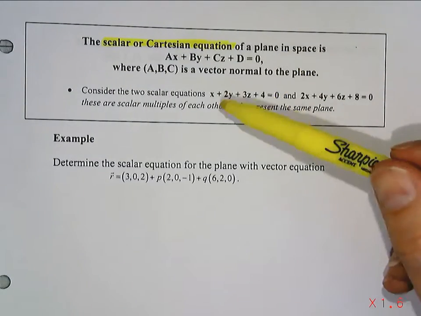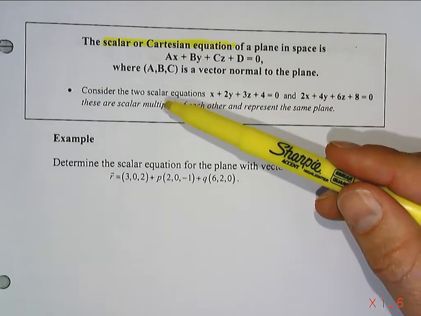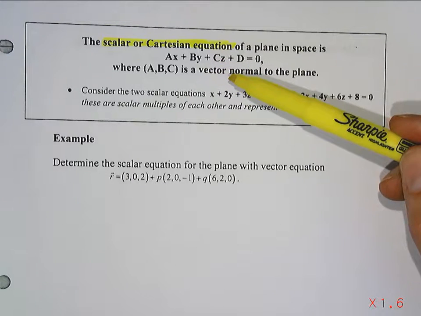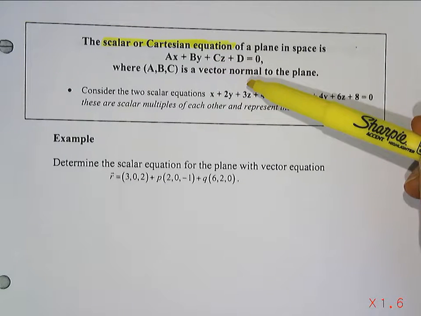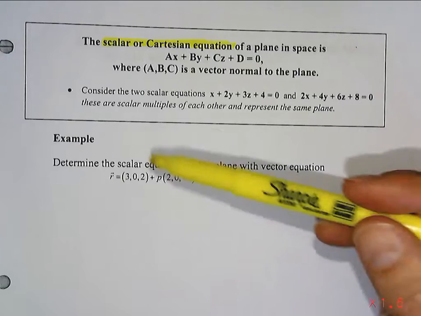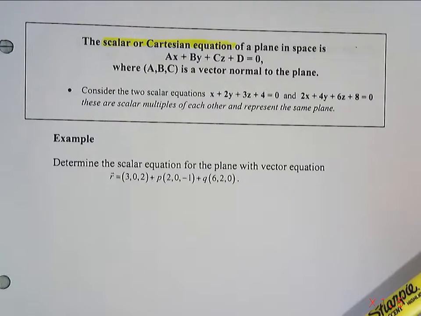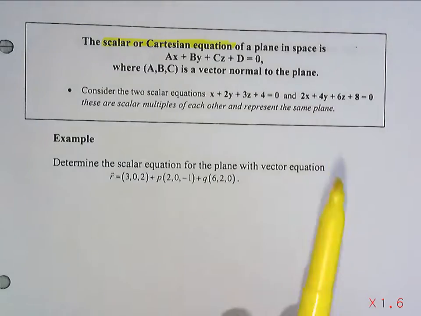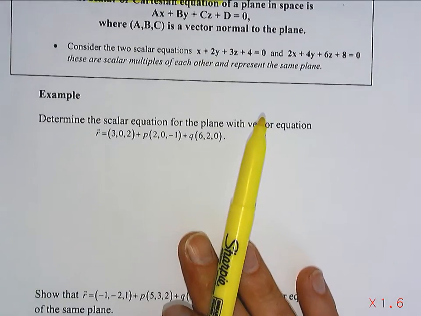So here's the scalar equation of a plane. It's ax plus by plus cz plus d equals 0, where a, b, and c is a vector normal to the plane. So this is similar to what we were doing with lines.